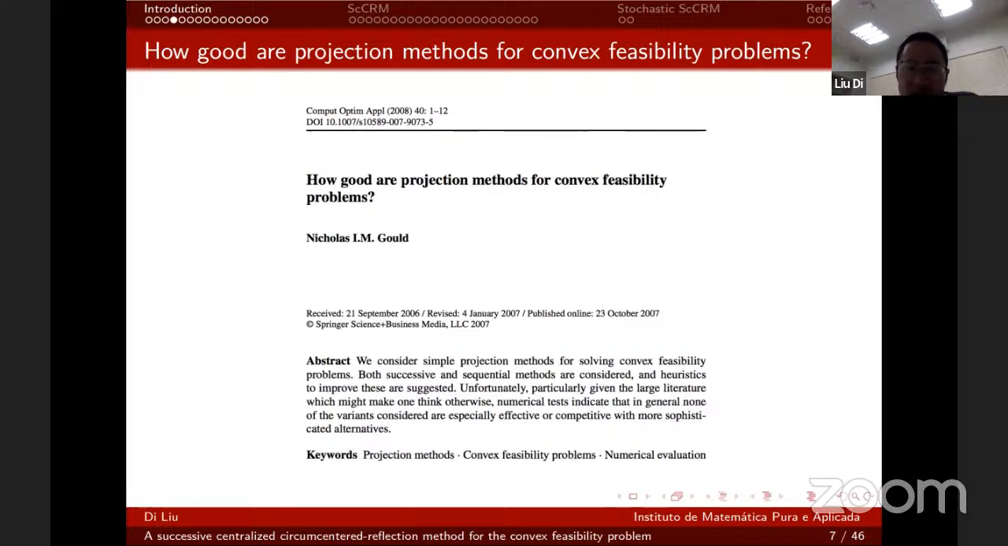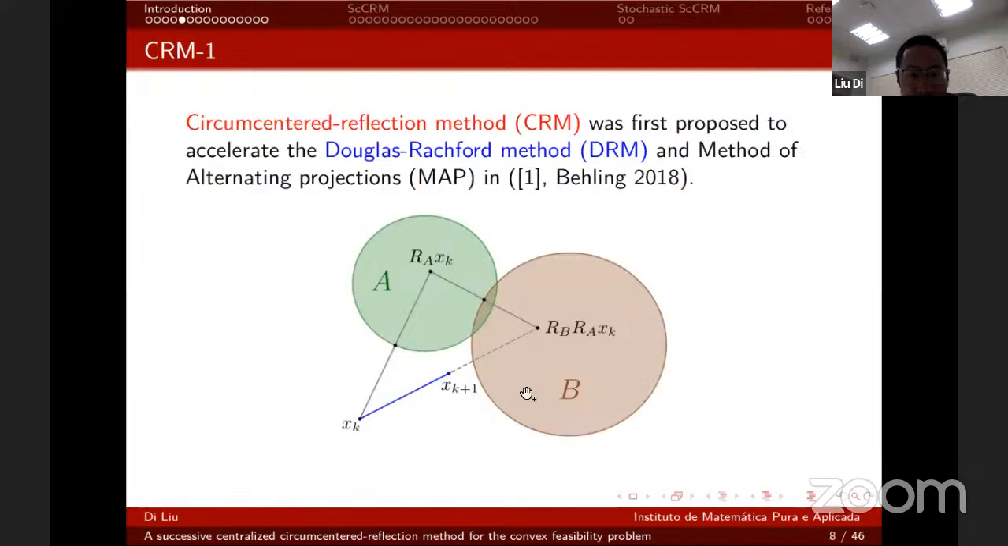ago. But now I think maybe we can answer this question in another way because of the appearance of the circumcenter. The circumcenter was first proposed to accelerate the Douglas-Rachford method.